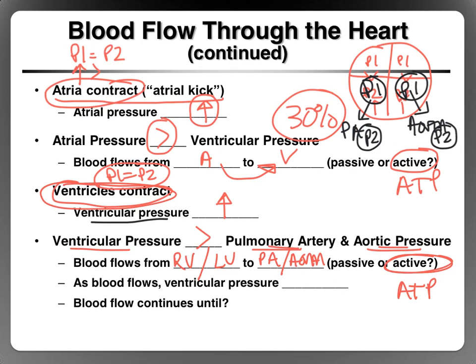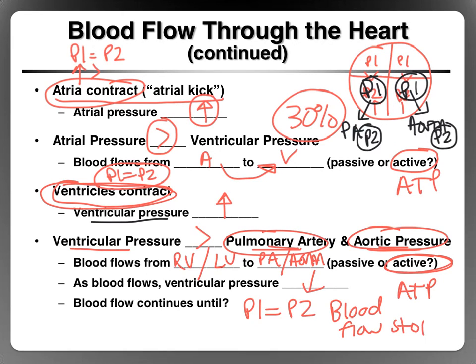And again, as blood is leaving the ventricles, the pressure in the ventricles is going to drop. Okay? And as the pressure is dropping, P1 is dropping, eventually, again, P1 is going to equal P2. Okay, so eventually the pressure in the ventricles is going to be the same as the pressure in the pulmonary artery, the pressure in the aorta, and therefore once equilibrium is achieved, blood flow stops. And the ventricles have now completed their ejection of blood.